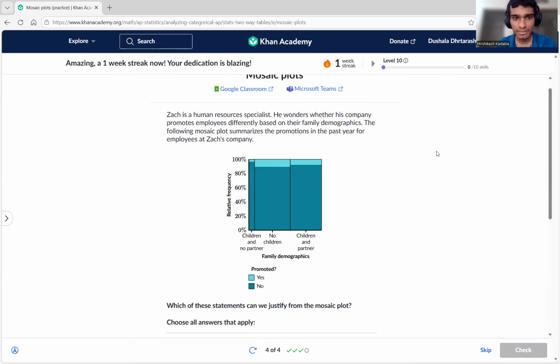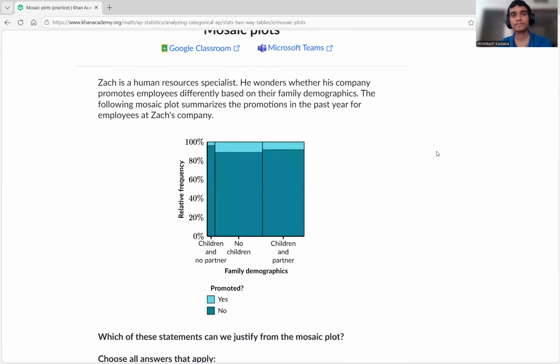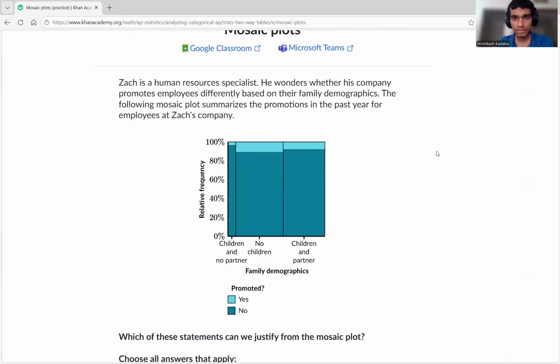Okay. Which of the following statements can be justified from the mosaic plot? Let's go to this. The human resources specialist wants to know whether this company promotes employees differently based on family demographics. So he's just trying to see whether the family demographics is hurting or advantaging, whether it's advantageous or disadvantageous to their promotions. Is it hurting or is it benefiting? The following mosaic plot is summarizing the promotions in the past year for employees in Zach's company.